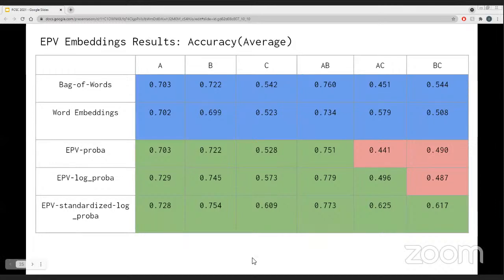Okay. So hello. I'll be discussing the results we gathered from our experiments. As we can see from the table, these are the average accuracy scores for each model with a corresponding feature extraction method and dataset pair. The columns denote the dataset used by the model, and the rows denote the feature extraction method used. The scores that are colored blue are the baseline scores. We will use these scores as a benchmark for our EPV approaches, the models that use the EPV.